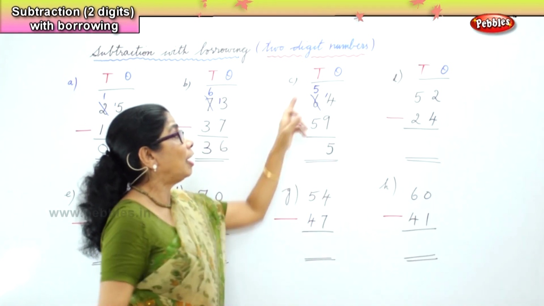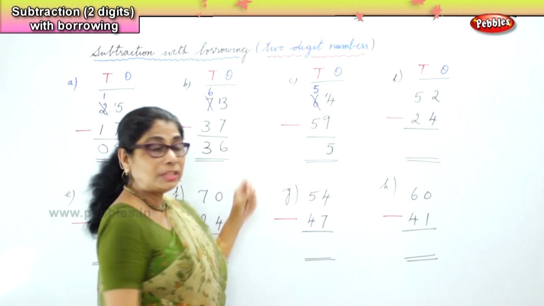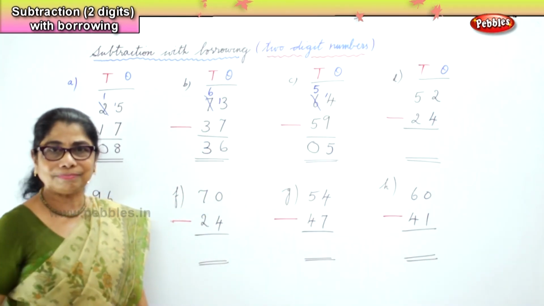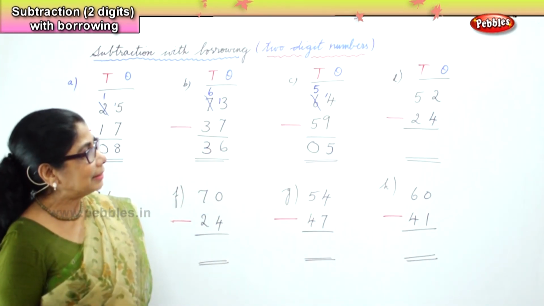Then you have 5 minus 5. What is 5 take away 5? 0. So 5 is the answer. Now let's go to the next number.